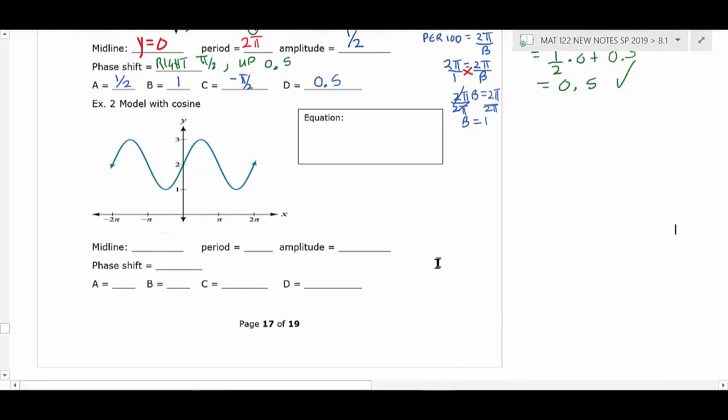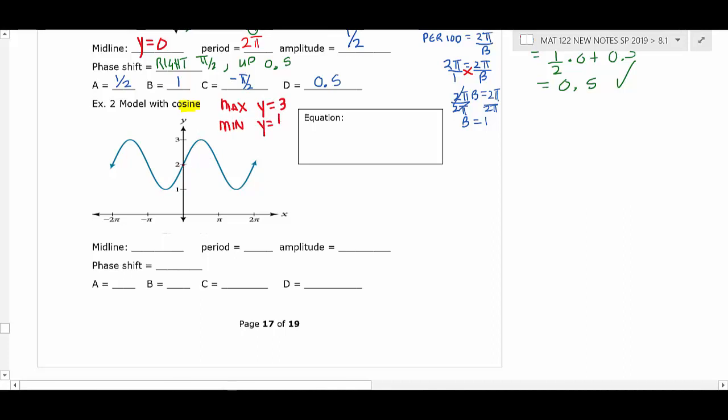Okay, there we go. All right, so we're going to model this one with a cosine. And we're going to just look at all the different parts that we've been looking at. A good starting point is usually the midline. On this one you have a maximum y equaling 3, so that's your max. Your min is at 1.